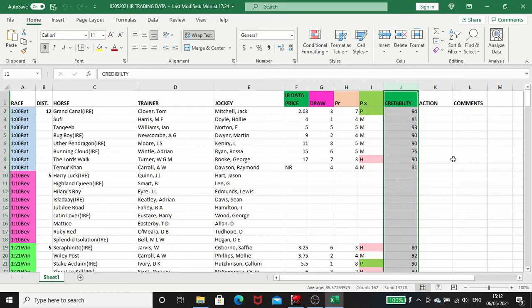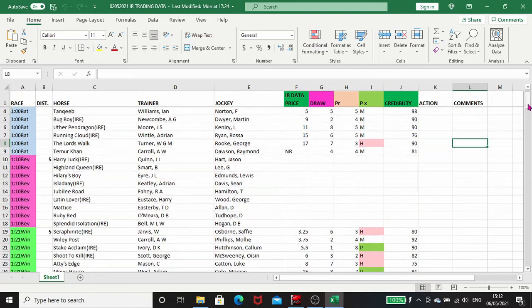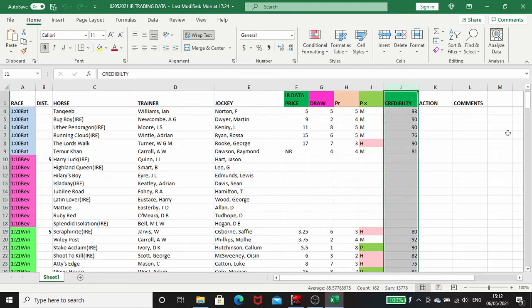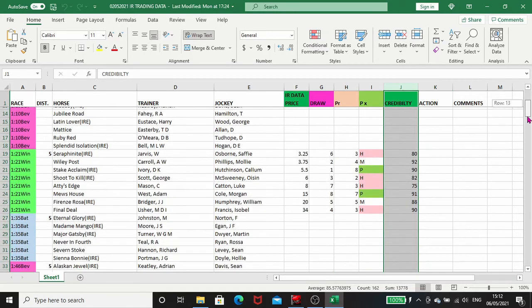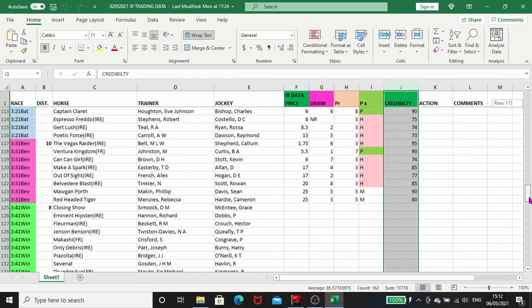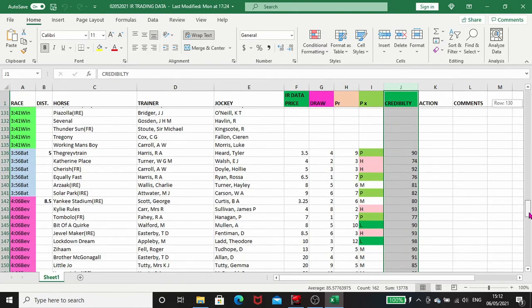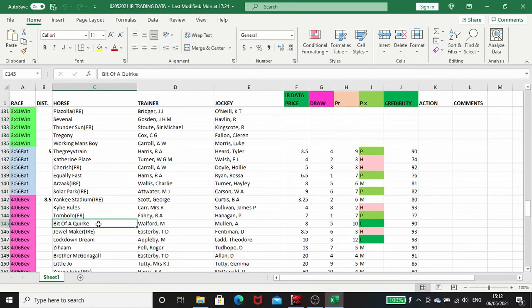You'll see that there are gaps in the spreadsheet. Quite simply, it's been put to me that if they don't have enough information, they won't produce figures, and quite rightly so. Just with a thought about the credibility figure there, let me take you down to those and try and find one here. Okay, let's take a look at a bit of a quirk.